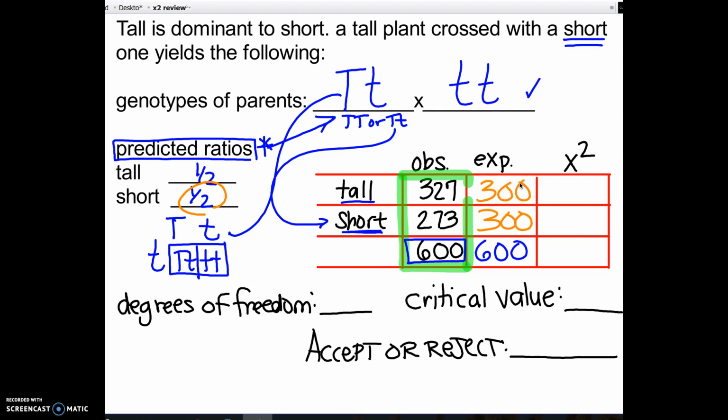Keep in mind it's not always going to be even like that. Had we predicted, let's just say, 3/4 to be tall, then you would be multiplying 3/4 times 600 to get your expected. The next thing that you're going to do is plug those numbers into the chi-square formula, and you will have the formula sheet to do that. Remember that it's observed minus expected, squared, over expected.